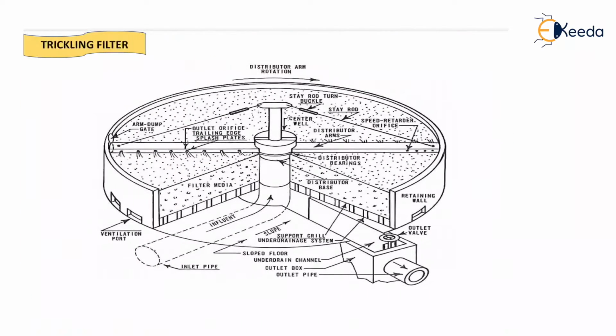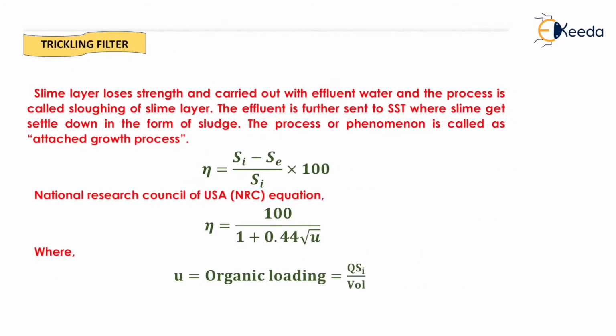Now that is the actual diagram of the trickling filter which is generally circular in shape. This process is also called the attached growth process, because in this process the microorganisms and organic matter attach to the sand layer. That's why it is known as attached growth process.